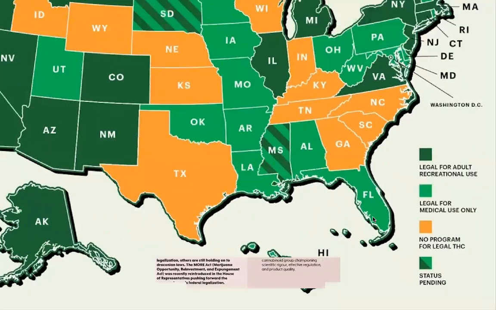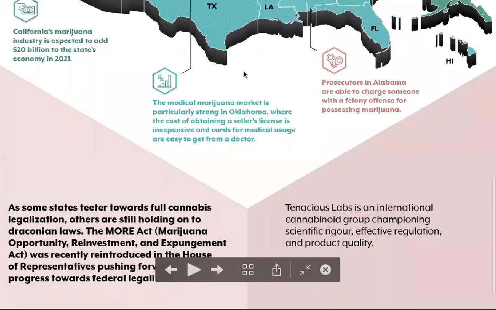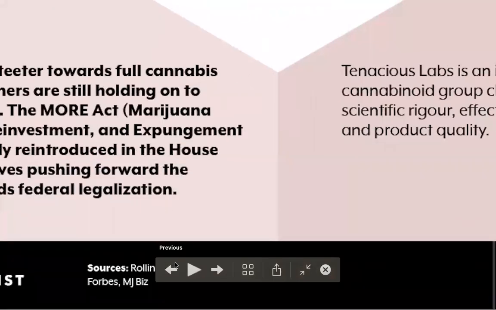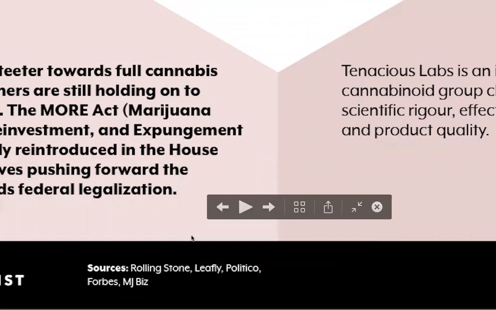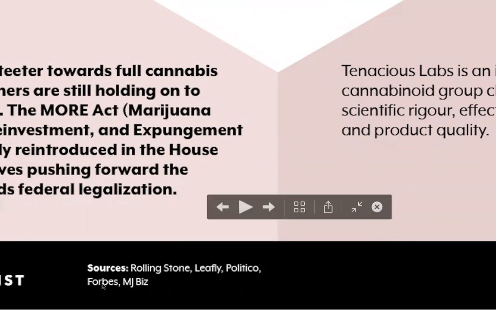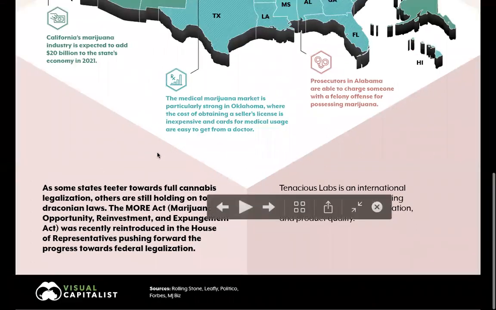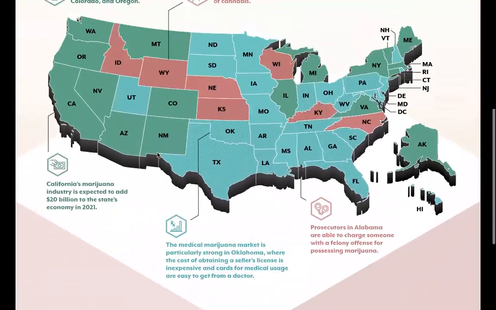There's another map here that is even more detail. And this comes from a conglomeration of sources, including, again, Rolling Stone, Leafly, which is a cannabis forward publication, Politico, which is a solid news publication, Forbes magazine, which is business oriented. So I want to try to provide you guys with reliable information, as we'll talk about more in a second.